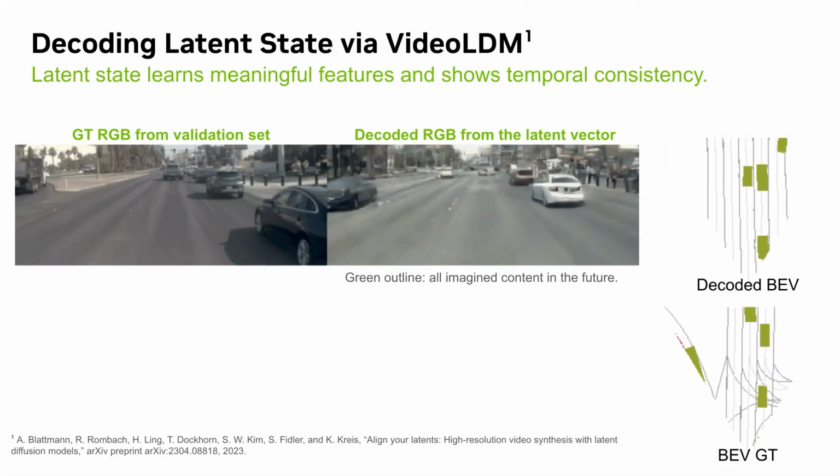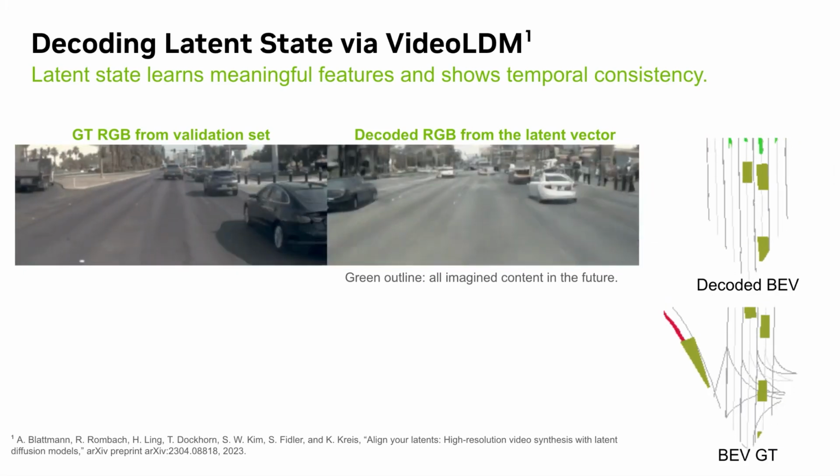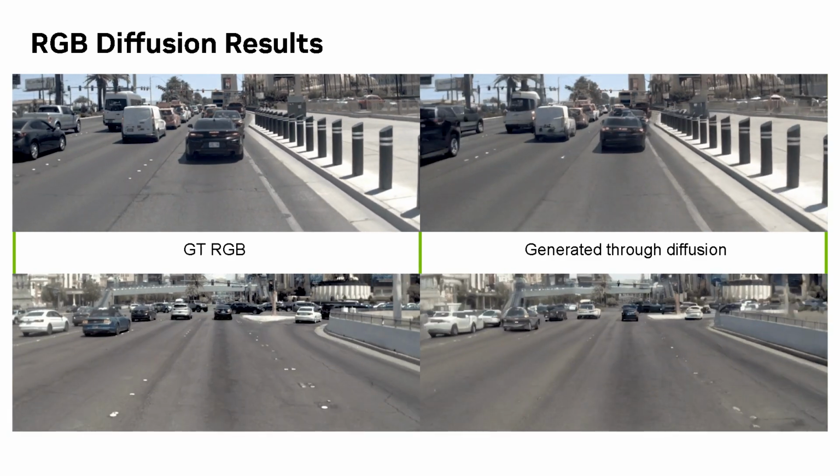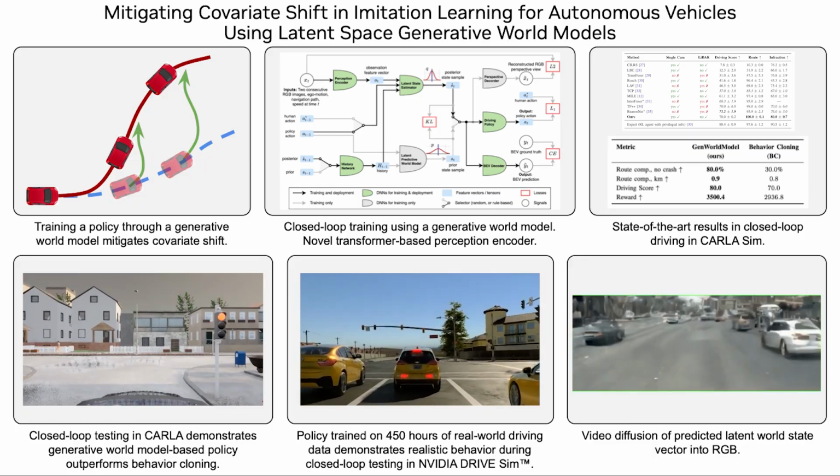Finally, we show results on the new planned dataset, how the prior or the posterior latent states can be decoded into temporally consistent RGB and BEV images using latent diffusion models. We invite you to read our paper for more details.